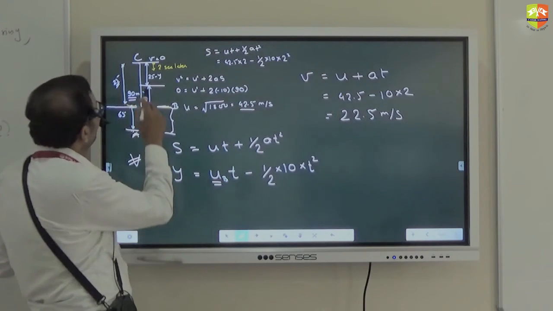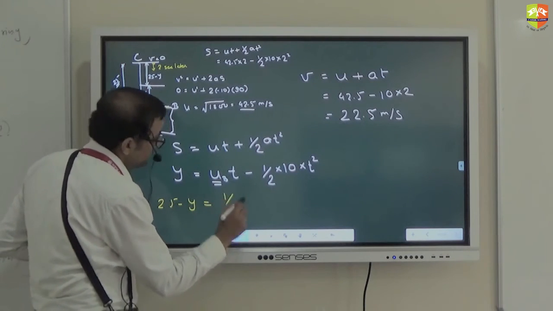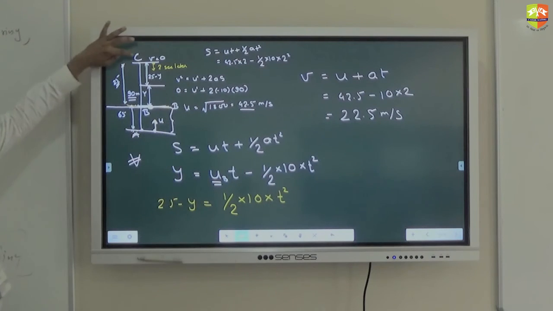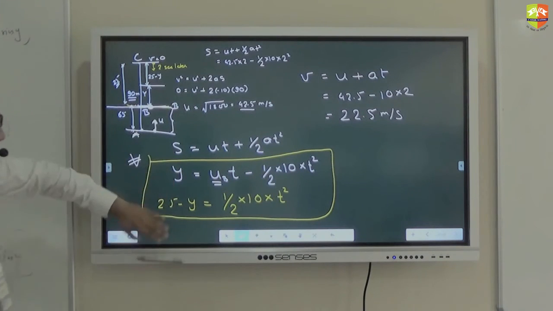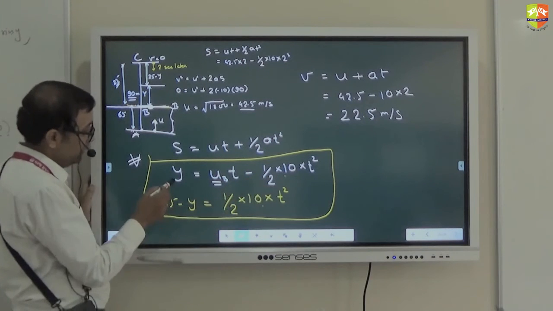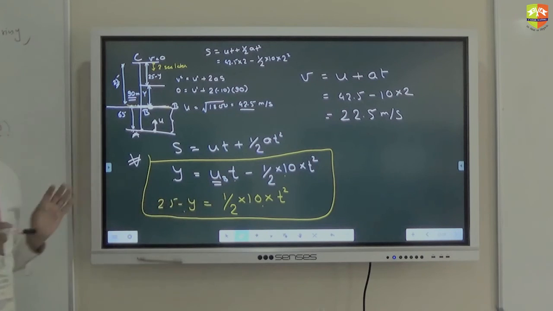Now this 25 minus y, this will be how much? Half gT square. Initial velocity of the second ball is 0, so ut plus half gT square. Okay, so you have to solve these two equations. If you add these two equations, you will see that this and this will be gone, this and this will be gone. You will get T as 25 divided by UB. UB is 22.5, so 25 divided by 22.5 is the answer.